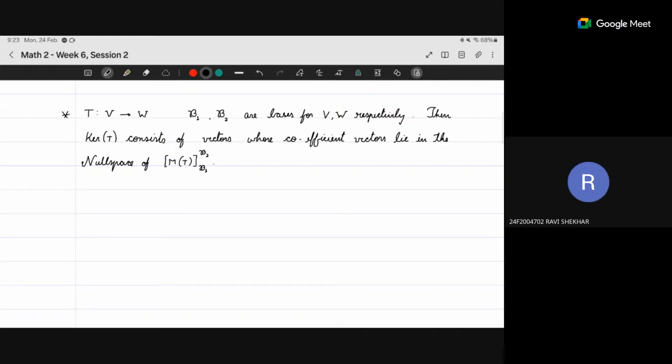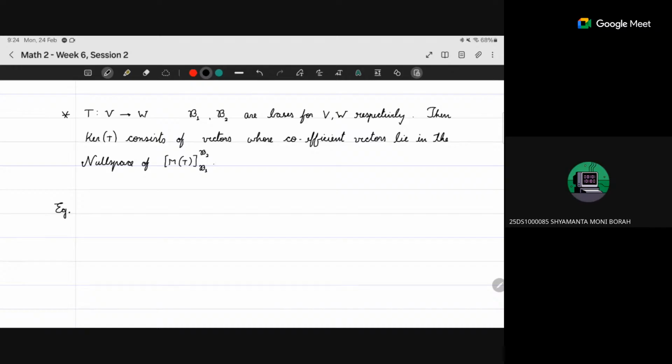So if you want to compute the kernel of a transformation, you just need to look at the null space of its matrix. You will get a vector in the null space, but that vector is not actually the vector in the kernel. That is the coordinate vector of the kernel vector. This is a little confusing until you solve a few problems, so you have to do that by yourself. But here, let me give you an example.